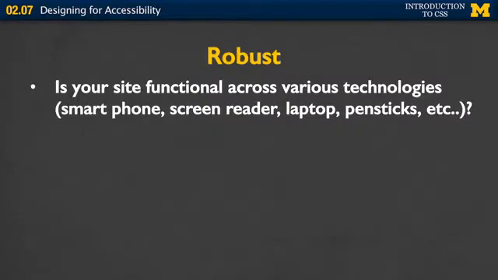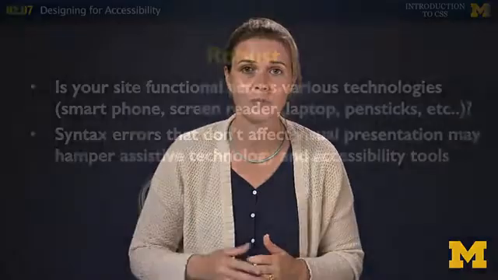Finally, the R: robust. Is your site functional across various technologies: a smartphone, screen reader, laptop, pen sticks? As we go further on, we'll talk about responsive design in some later classes. That's making sure that your page looks the best it can look on different screen sizes. But it's more than screen sizes. You also need to think about things like, as we said, the pen sticks and the screen readers.